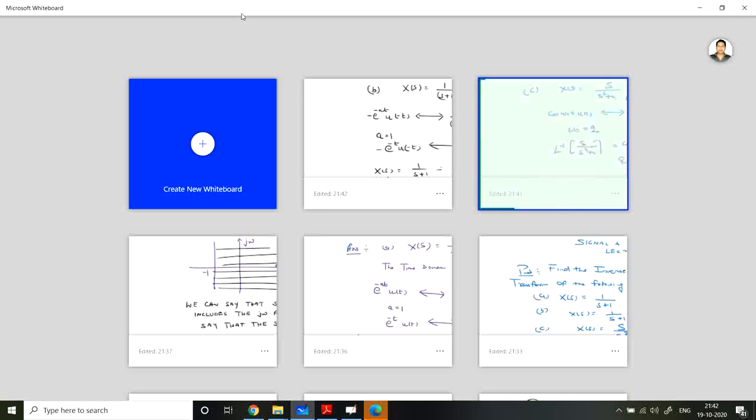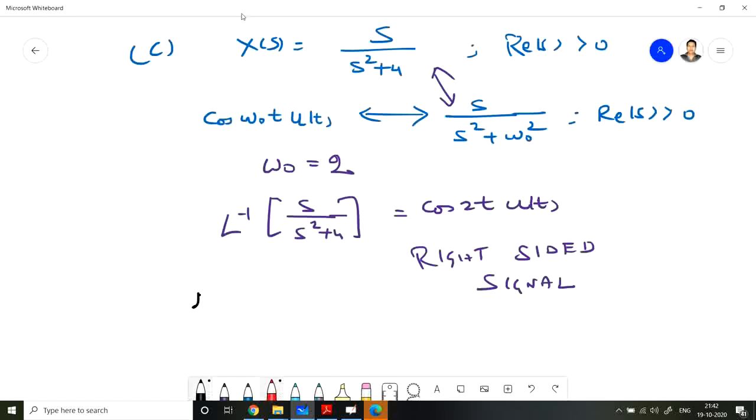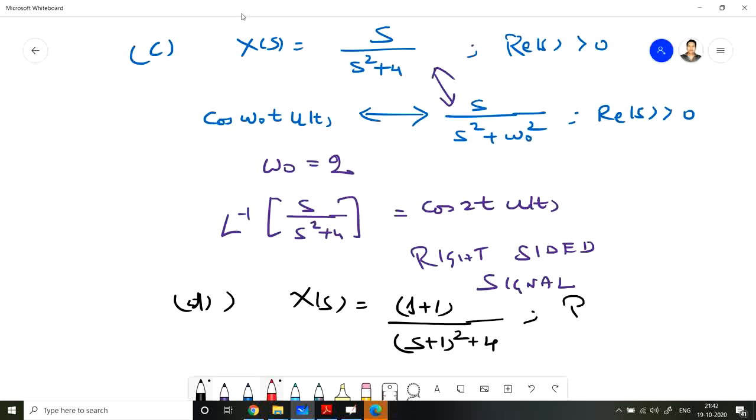So let us do another problem, that is part D. We need to find the inverse Laplace transform of s plus 1 divided by s plus 1 whole square plus 4, and the ROC is given, that is real part of s greater than minus 1.